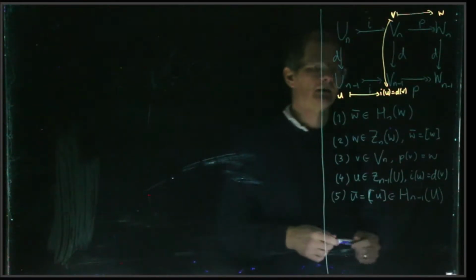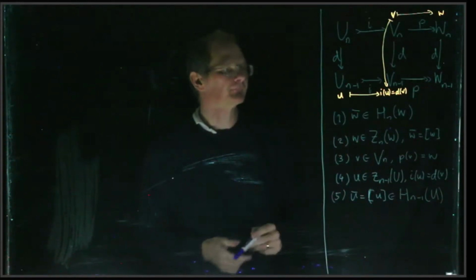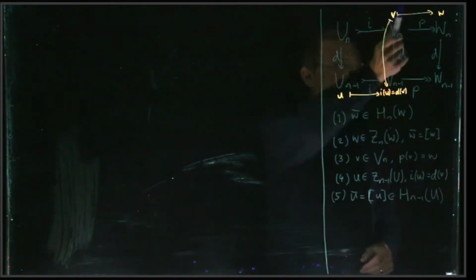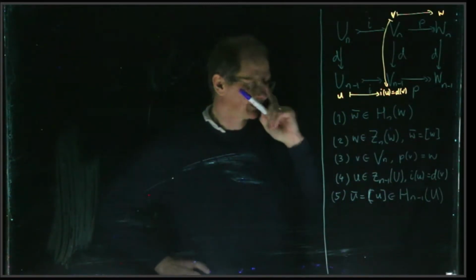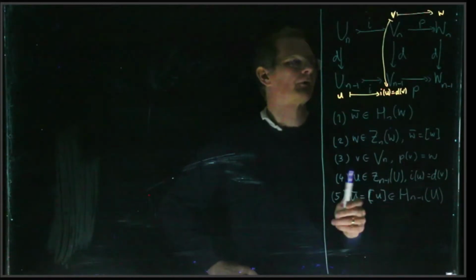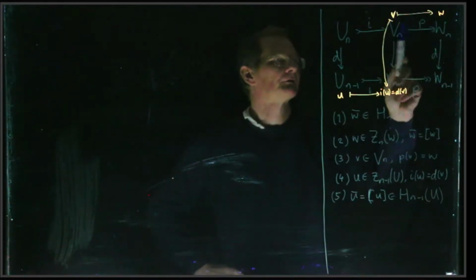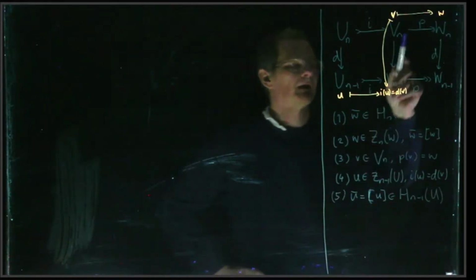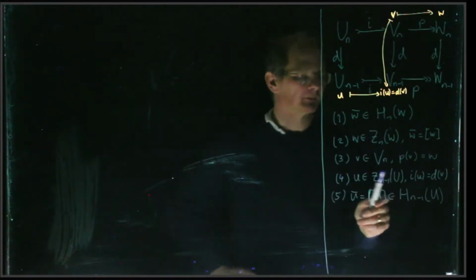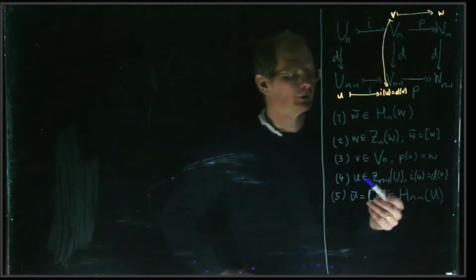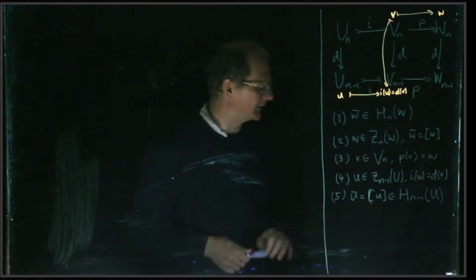So a snake was a list w bar, w, v, u, u bar, which satisfies these conditions here, most of which are summarized by this orange stuff here. We've got w bar as a homology class for capital W. w is a cycle that represents w bar. v is an element in Vn such that p of it is equal to w. And then dv has got to be equal to i of u. And u is an element, it's got to be a cycle in Z n minus 1 U, with i of u equals dv. And then u bar has got to be the corresponding homology class.